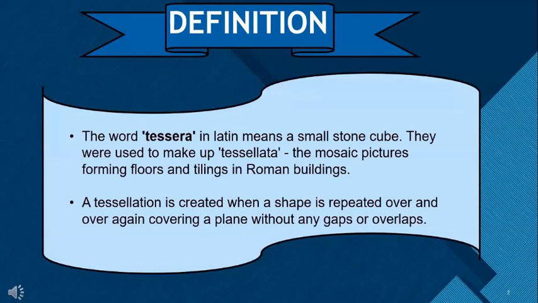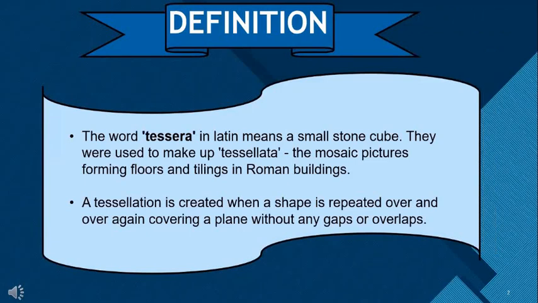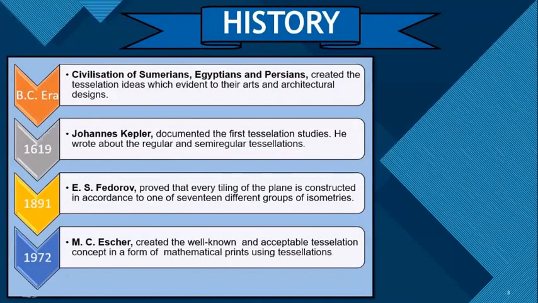A tessellation is also called tilings and is created when a shape is repeated over and over again, covering a plane without any gaps or overlaps. In creating tessellations, one can use mixed shapes, such as triangles and hexagons or triangles and squares. The only rule is that the sides must all sit flush against one another, leaving no gaps or empty spaces at all. To know more about it, here's the history of tessellation.